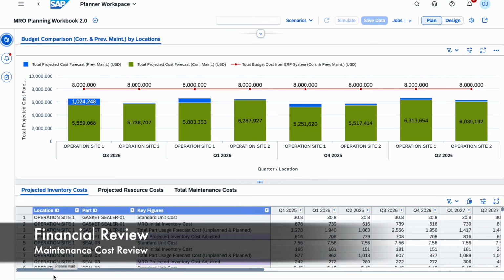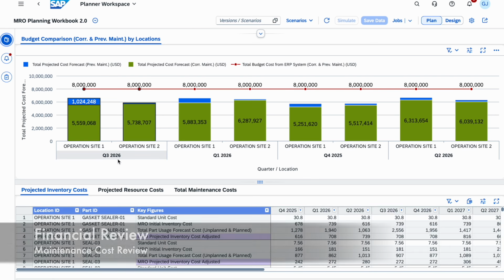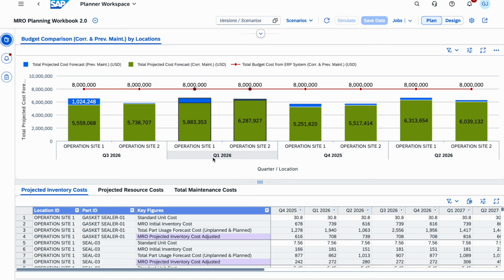IBP for MRO streamlines planning by automating processes while allowing experts to intervene in exceptions, providing valuable input for better decision-making.